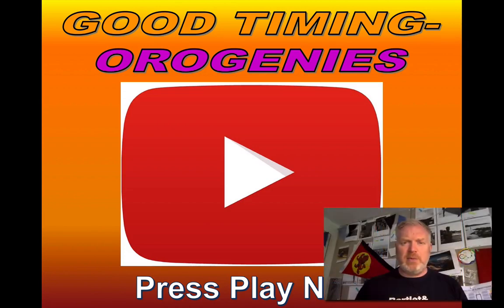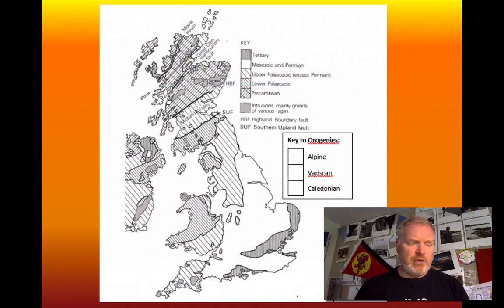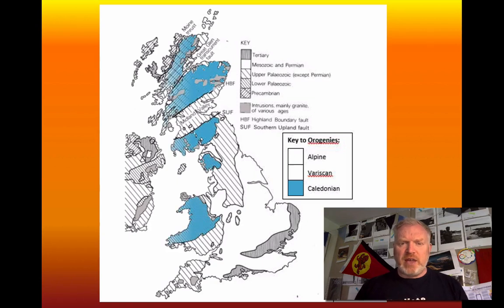Okay, let's see what we've come up with. This is the map that you have in your booklets, showing you the rough ages of the rocks and where they're found around Britain. I asked you to colour in the areas of rocks that are affected by each of the orogenies. So we'll start with the Caledonian orogeny there. I've shaded this area in blue. You can see these are the older rocks that we find to the north and the west of Britain.